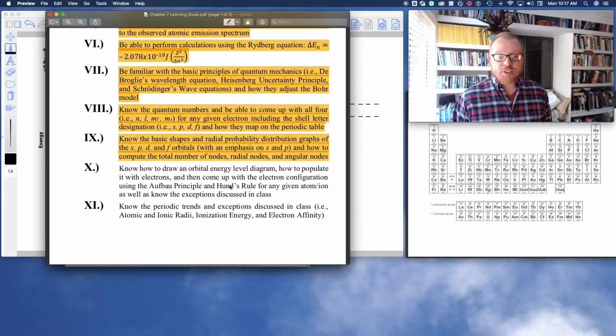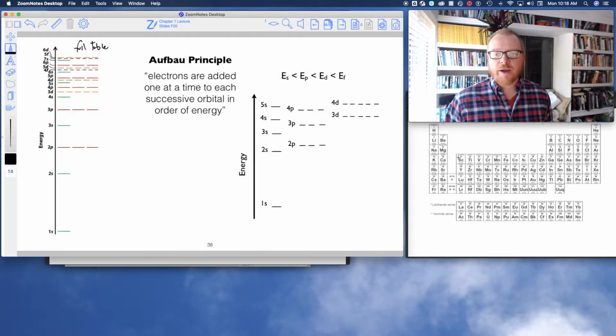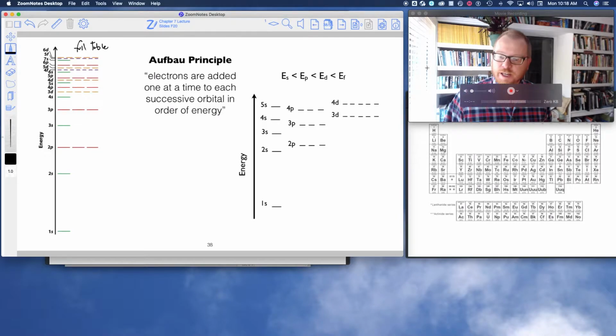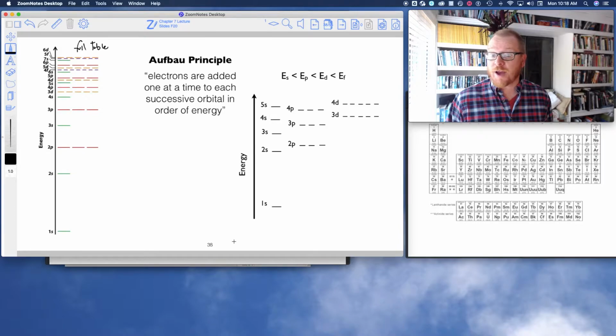So now we're going to go through these orbital energy level diagrams, how to populate them with electrons, and how to come up with a new concept I'm going to introduce called the electron configuration. You can see I've got the periodic table here in front of me instead of a calculator, so we're going to be really living and breathing by this periodic table.